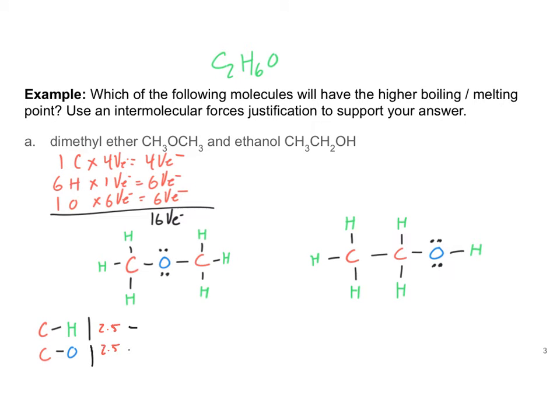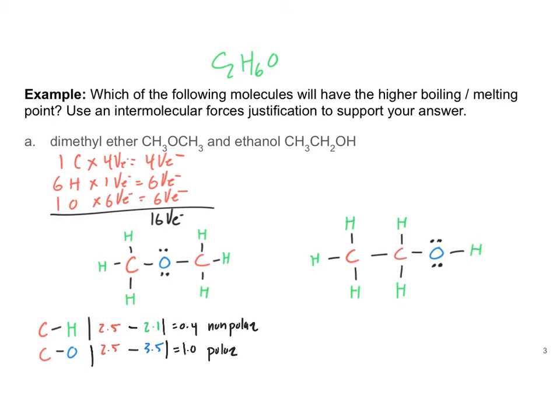And hydrogen has an electronegativity value of 2.1. And oxygen has an electronegativity value of 3.5. So when I go to figure this out, 2.5 minus 2.1 is 0.4. So those are nonpolar. And 2.5 minus 3.5 with the absolute value is 1.0, so that is polar.